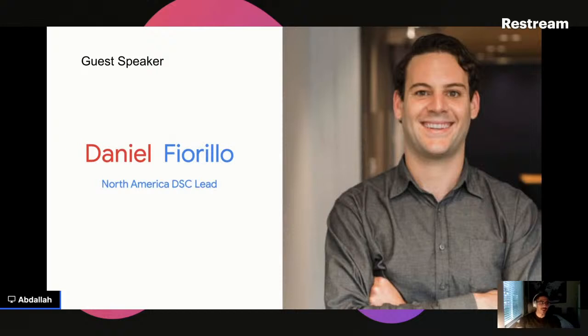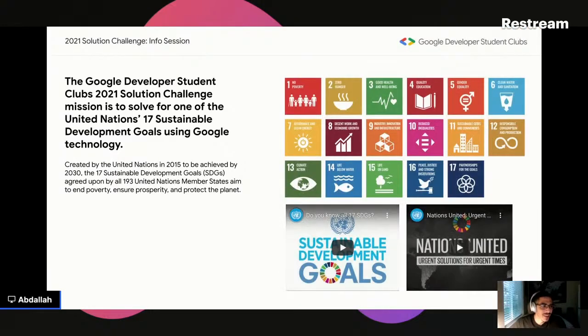All right, so let's dive deep into this. The Google Developer Solution Challenge this year is to solve one of the United Nations' 17 Sustainable Development Goals, of course, using Google technology. These development goals were created in 2017, right? And they were all agreed upon by all 193 United Nations member states. This is mainly to end poverty, ensure prosperity, and protect the planet.